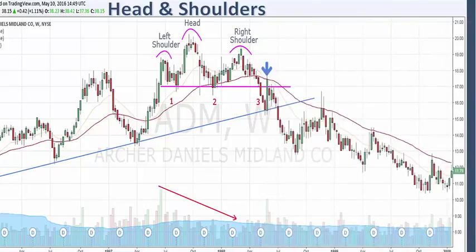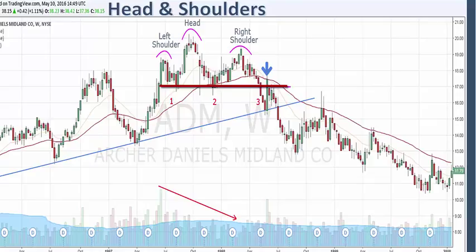Now the neckline forms by connecting lower points, so connect point 1 and point 2. The lower point at mark 1 ends the left shoulder and begins the head. The low point at 2 marks the end of the head and begins the right shoulder.